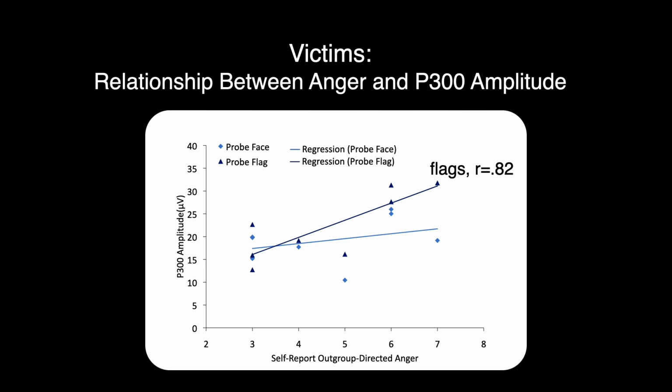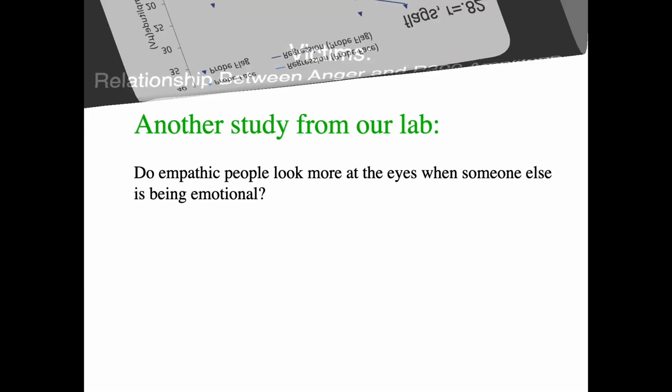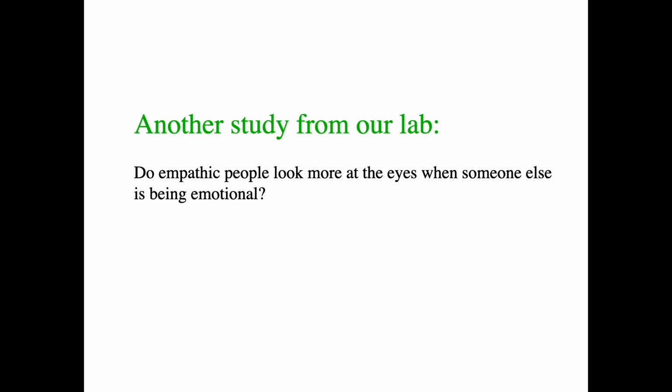So there's our relationships. We're finding that this P300 can be used to measure things like collective guilt and collective anger about something that might have happened between one group and another. That's one example from my lab of showing you how correlations work. Here's another one, looking at a very different kind of question.